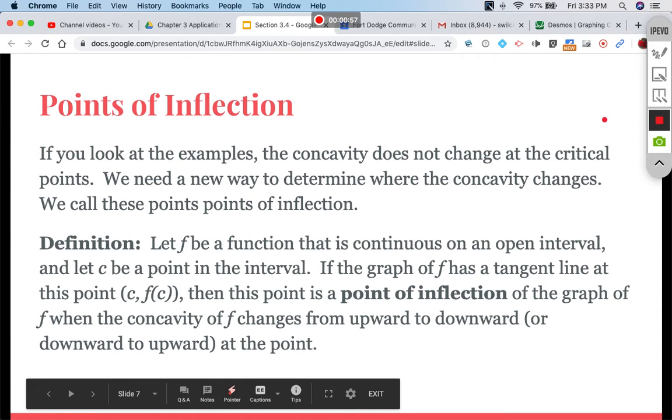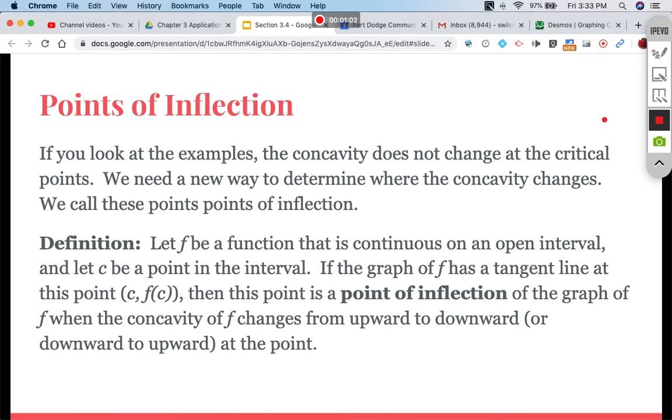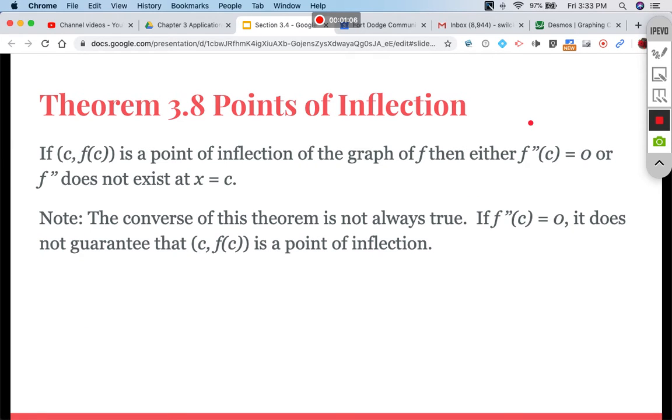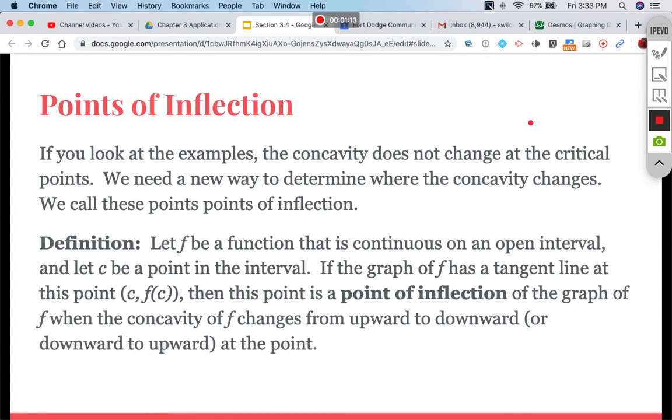At points of inflection. Now again, when we were doing those, we wanted to see where the concavity changed. Where the concavity changed is where the second derivative was 0, because we're looking at positive or negative. It's going to change when it can be 0. So a point of inflection is what we're going to call this place where the concavity changes.